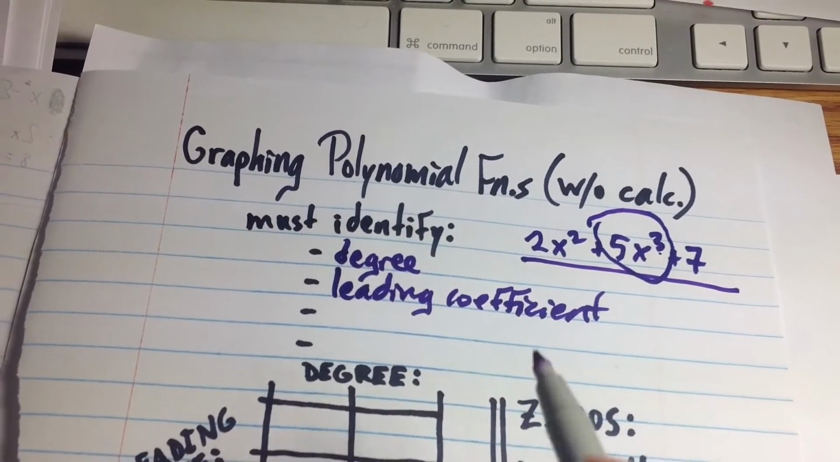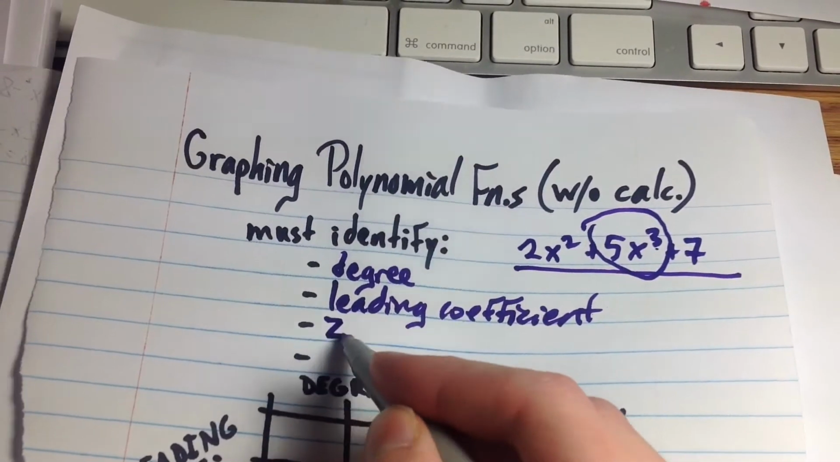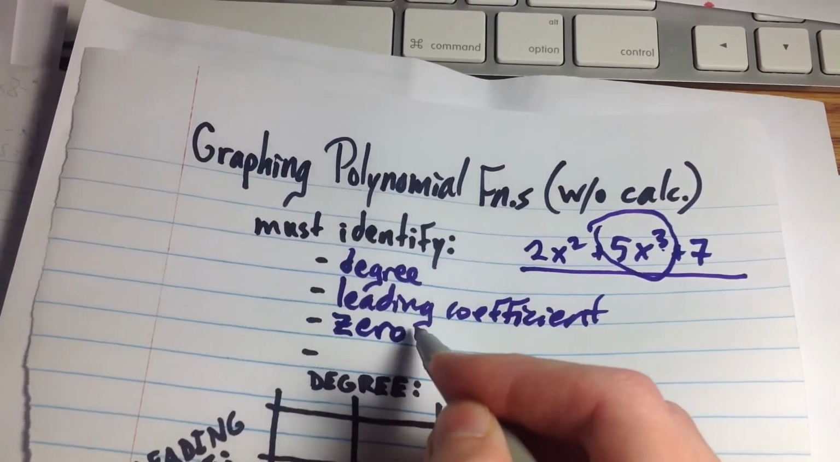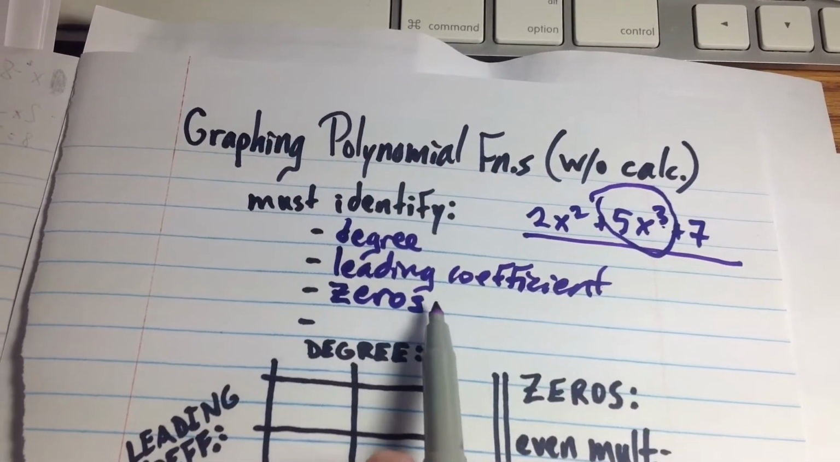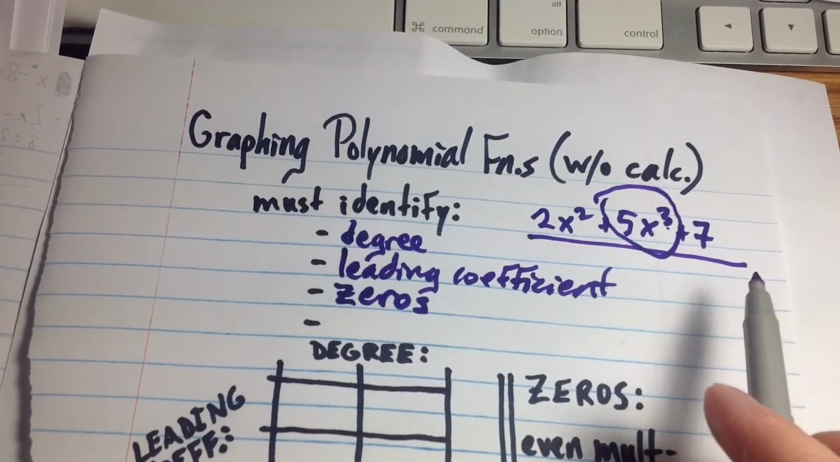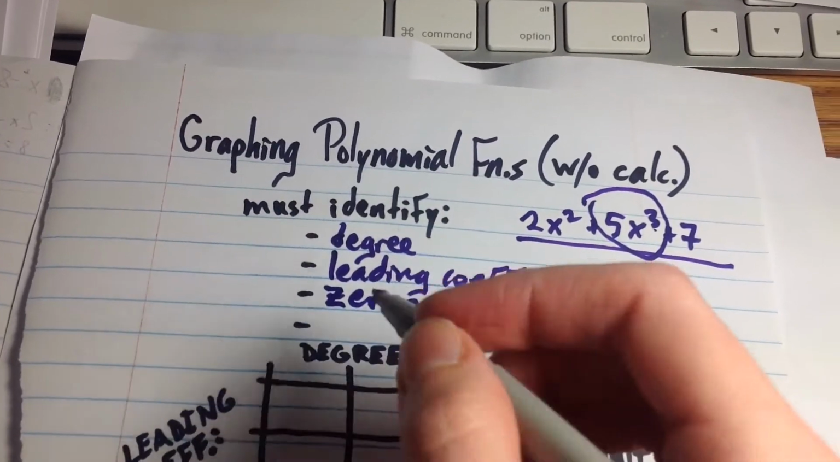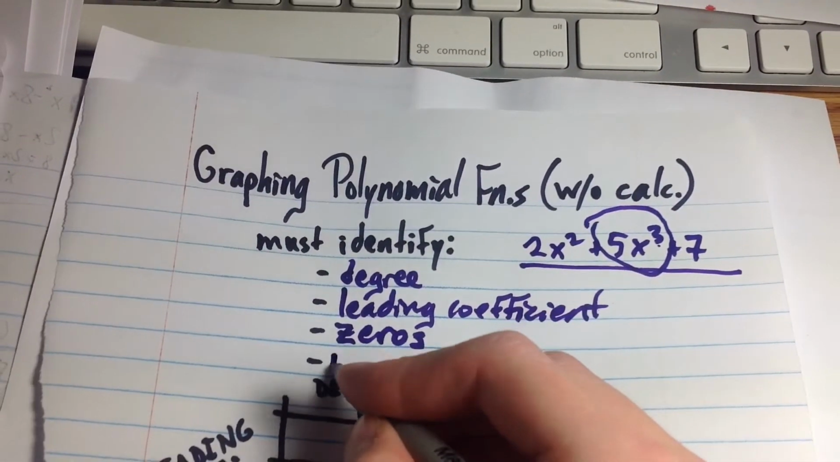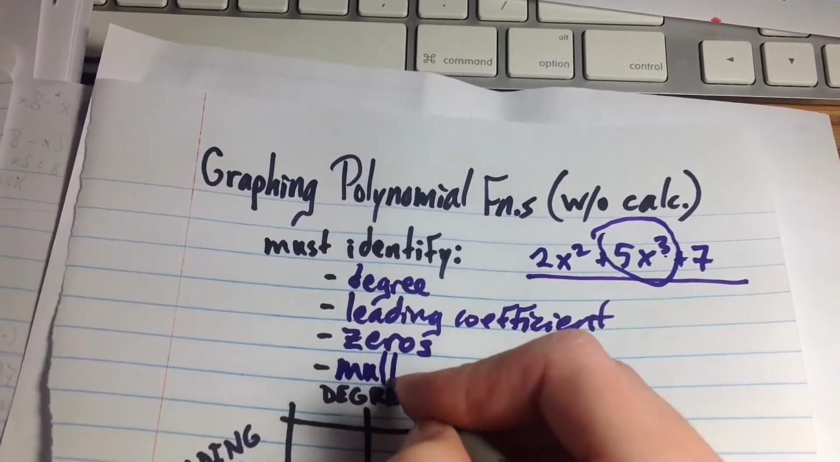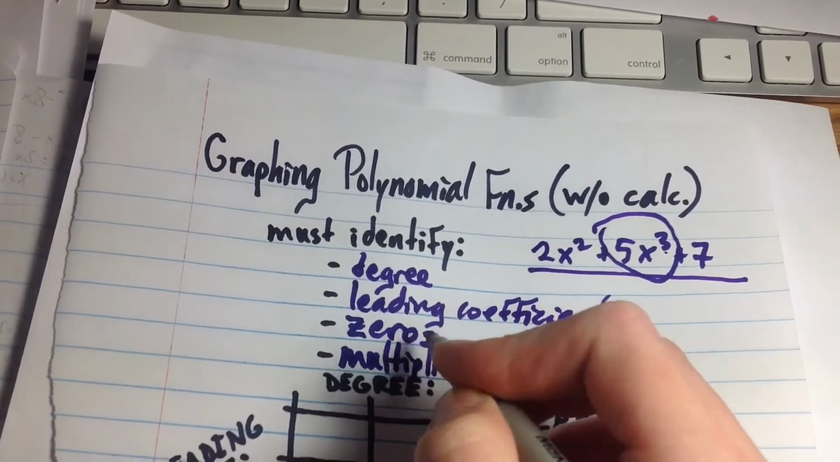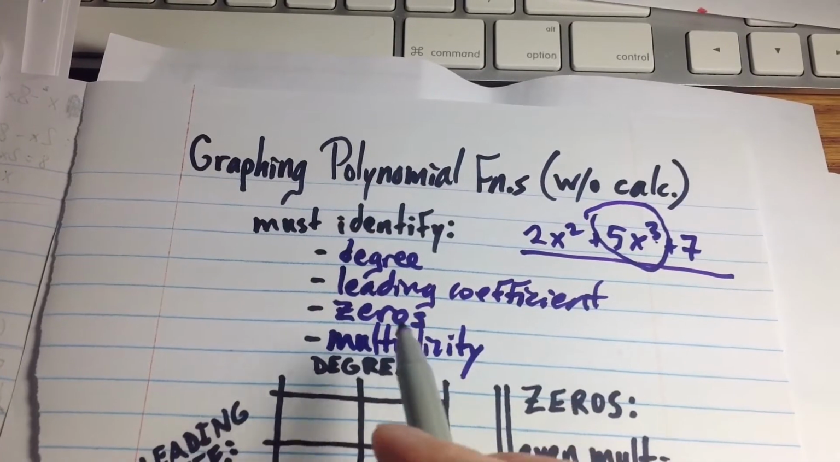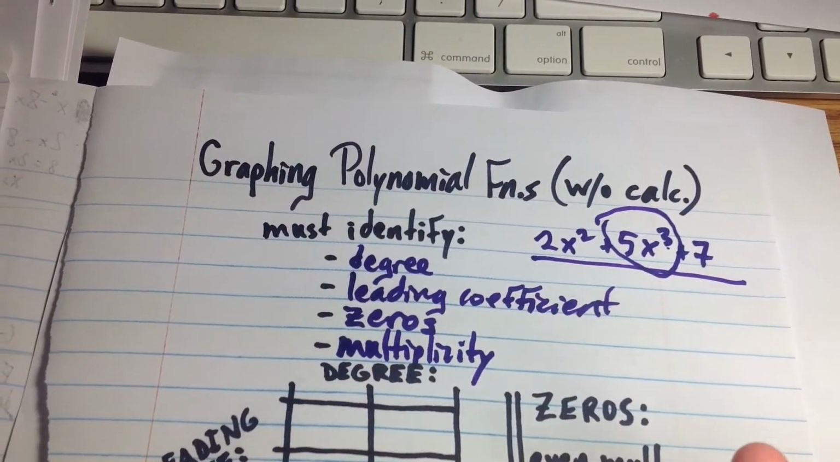So you need degree, you need leading coefficient, you need your zeros or x-intercepts or roots, which you'll be able to find when you have this in factored form. And then the last piece that you haven't probably learned about yet is something called multiplicity, which just means if you have the same zero repeated more than once.